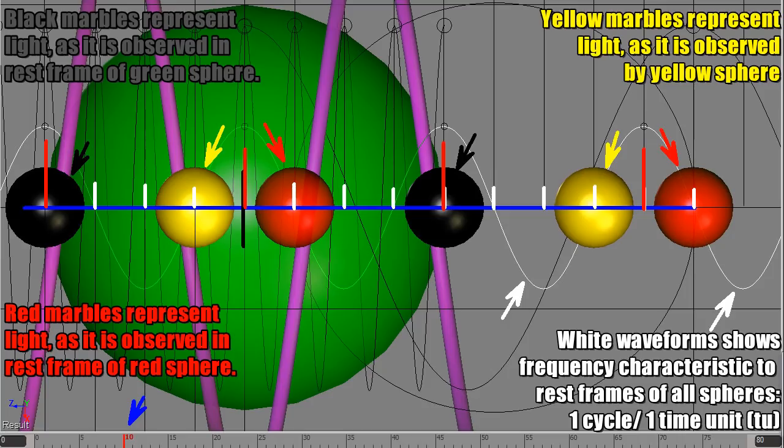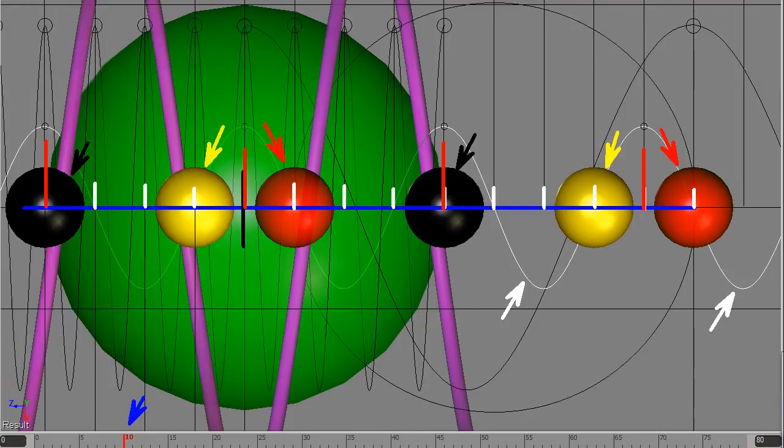Black marbles represent light as it is observed in the rest frame of the green sphere. Red marbles represent light as it is observed in the rest frame of the red sphere. Yellow marbles represent light as it is observed by the yellow sphere. White waveforms show the frequency characteristic to the rest frames of all spheres, 1 cycle per 1 time unit, TU.